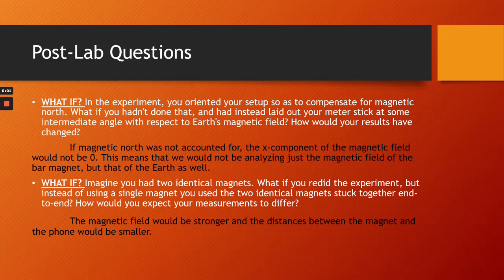What if I had not initially oriented my setup to account for magnetic north, but instead laid a meter stick at a random angle? Well, the results would be altered because I would be calculating the magnetic field of both the Earth and the bar magnet, so the x component on the magnetometer would not read 0 Tesla. Secondly, if I added an identical magnet to the experiment, I would find that a stronger magnetic field would exist, and the distances recorded would be smaller.